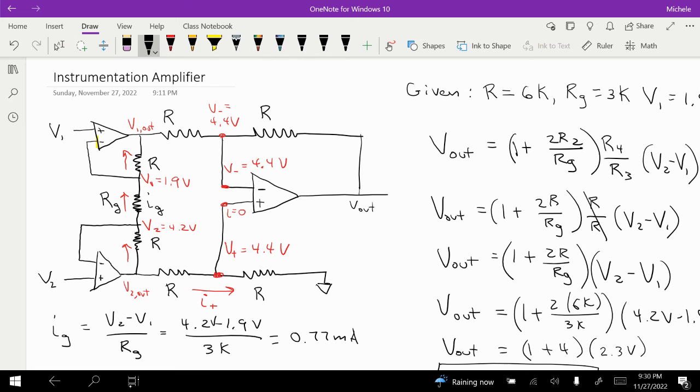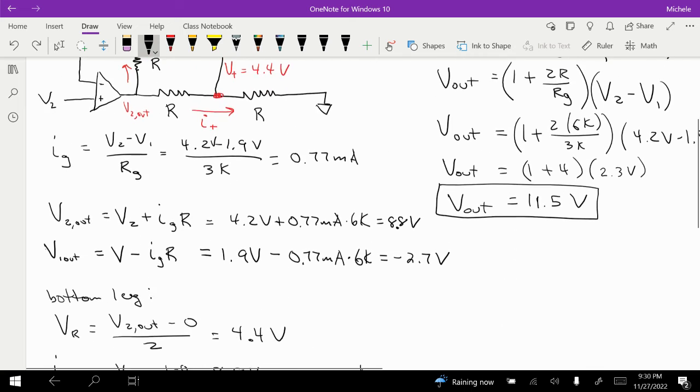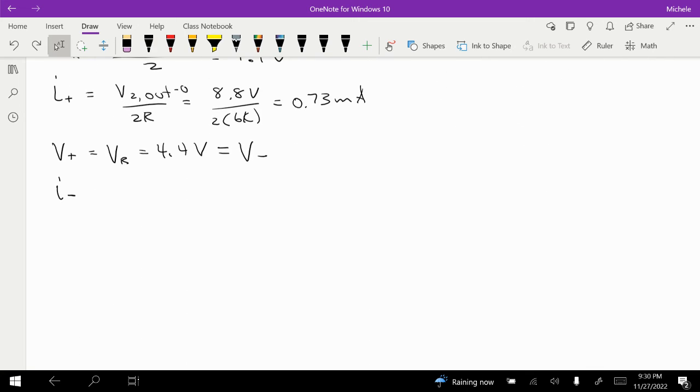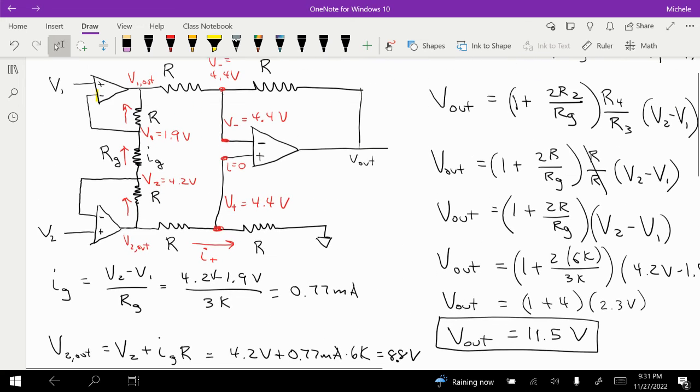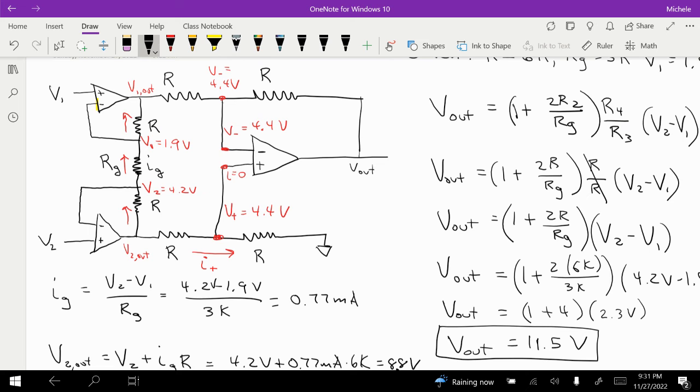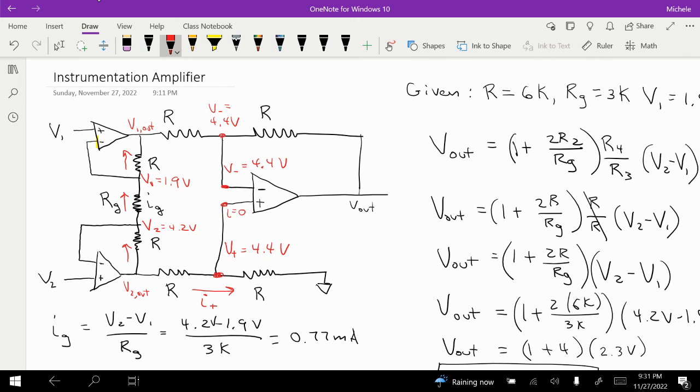because if we know the voltage at V minus here, and we know this voltage V1 out here, then we can find the voltage drop across this R and then find the current. So let's find the voltage drop across that R first. We'll say on the top, the voltage drop across R is going to equal V1 out minus V minus. And let's look and see what the direction is. So we know that V1 out here is negative 2.7, and this is 4.4. So that tells me that our current is actually flowing this way. So this is going to be my I minus.